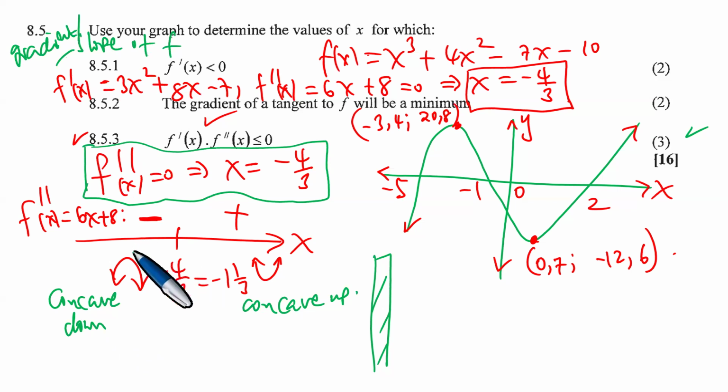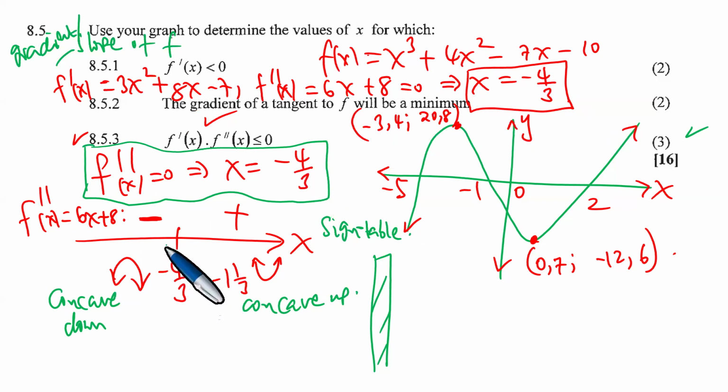So now, what do I look at? Because now we're drawing this sign table. This is called the sign table. If we're drawing the sign table, then it's positives and negatives. So what is f double prime? We got f double prime to be 6x plus 8, and then that gave us x equals -4/3.